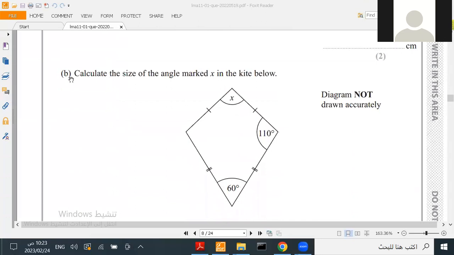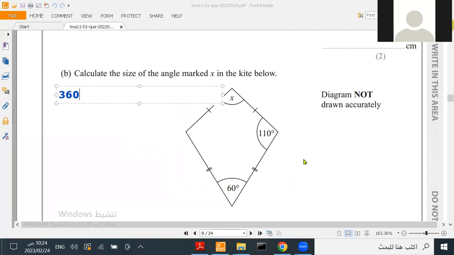16B. Calculate the size of the angle marked X in the kite below. I have a kite here and we want to find the angle which is X. How can I find it? First, we must know that any quadrilateral, any shape with 4 angles, the sum of angles is always 360. Good. This is information we must always know: when a shape has 4 angles, the sum is 360.